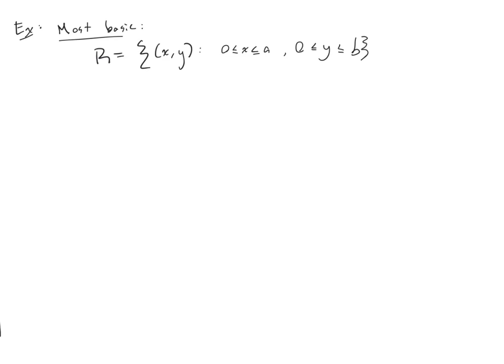So what's our most basic example? We take a rectangle, R, and we try to compute the area of the rectangle using the planimeter method. So let's compute this using Green's theorem. Let's treat this as a proof of concept. We know the area of this rectangle is A times B, right?